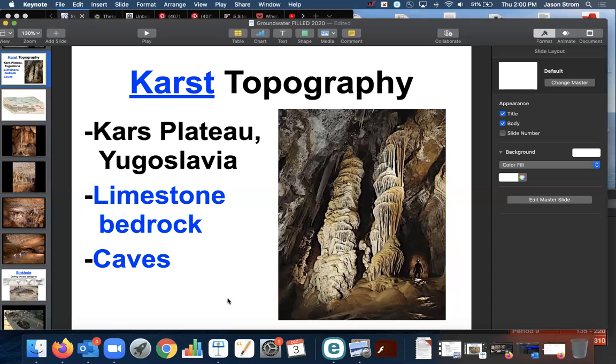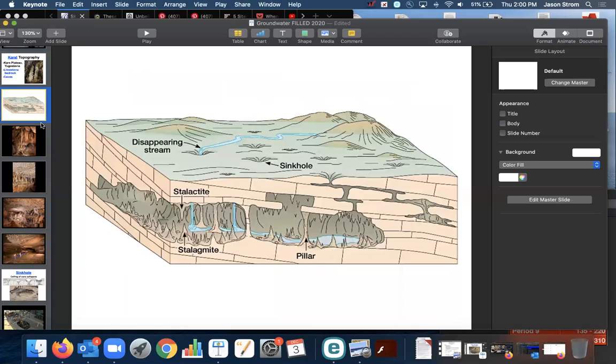There are also a lot of other formations. We're not going to get into formations within caves, like stalactites and stalagmites and all that stuff. The main thing is just to know that there is cave formation because it's limestone.